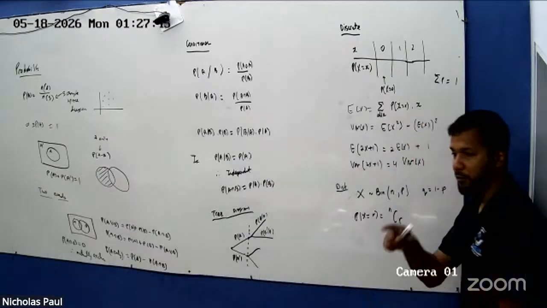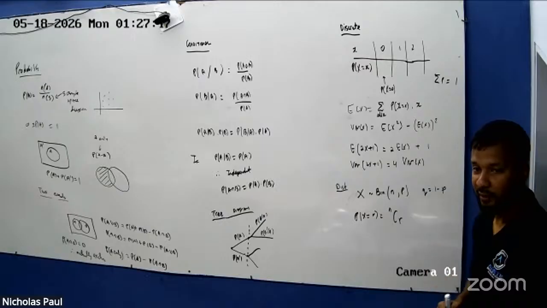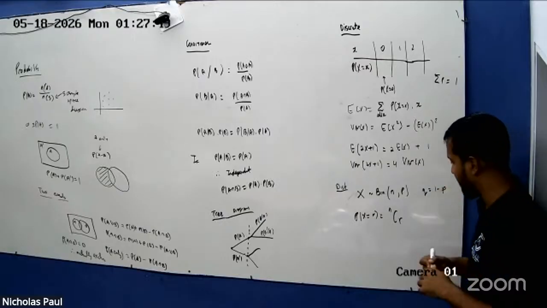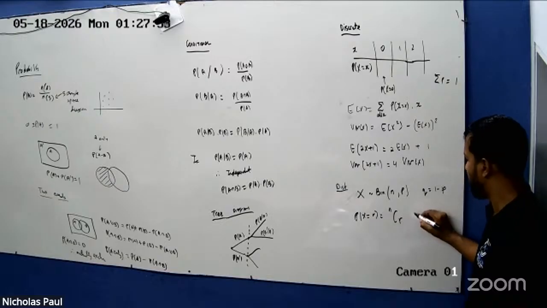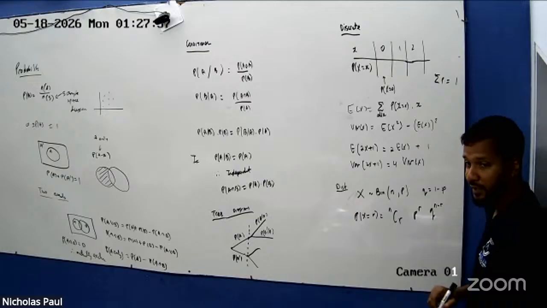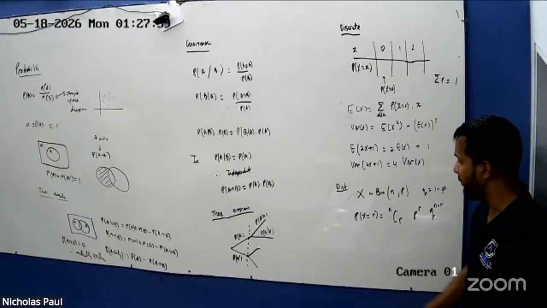Remember we use the formula someday for some of the things, right? Go on to the next one. Right, nCr by p to the r by q to the n minus r, right? That's the way we find binomial.